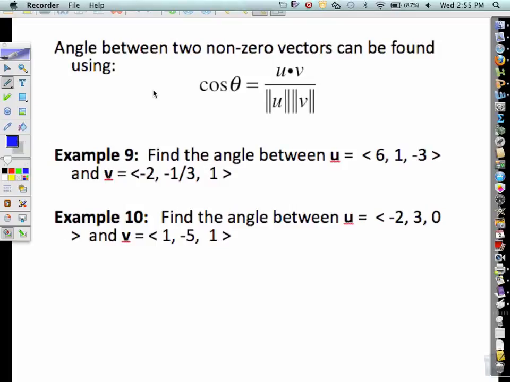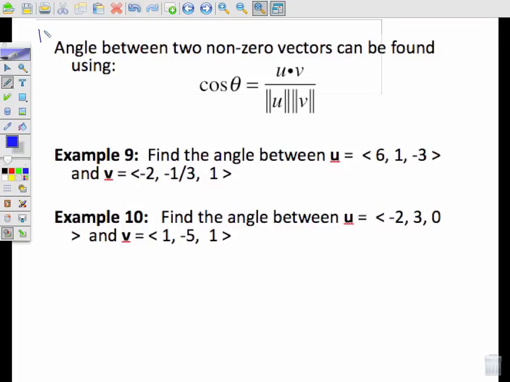Section 10.2 here in this video. We've got a couple problems left to look at. One being finding the angle between two vectors, and then finishing up with an application problem. Here's what we've got. The angle between two non-zero vectors can be found by this formula here.